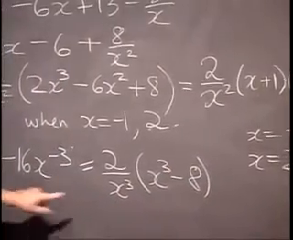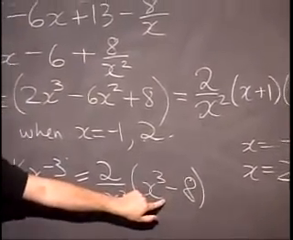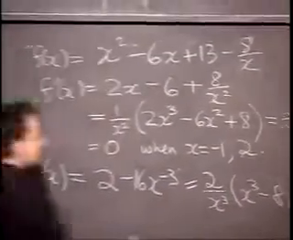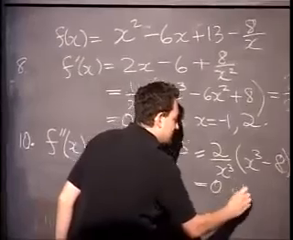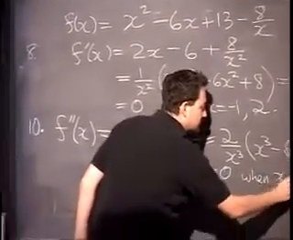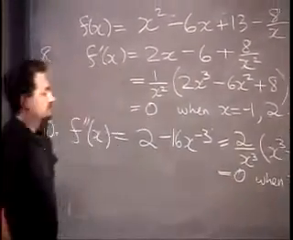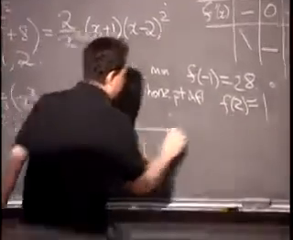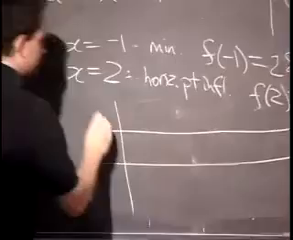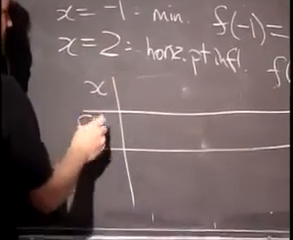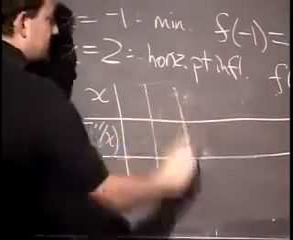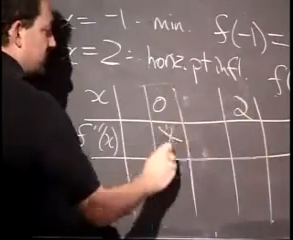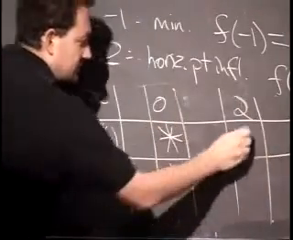Now that is a very simple thing to solve. The only solution to x cubed equals 8 is 2. So this is equal to 0 when x equals 2 only. And so we can draw up a table of signs for the second derivative, being careful to include the fact that the second derivative blows up at 0. So you have to include this. You have an asymptote there.